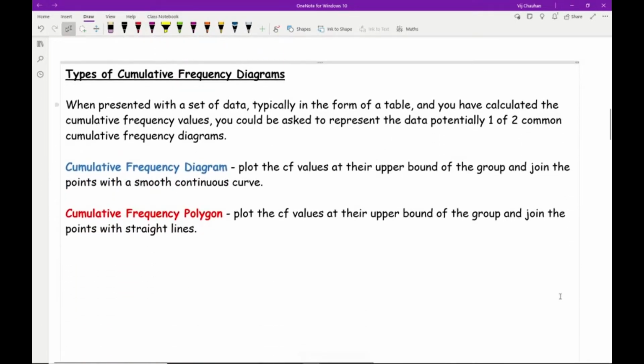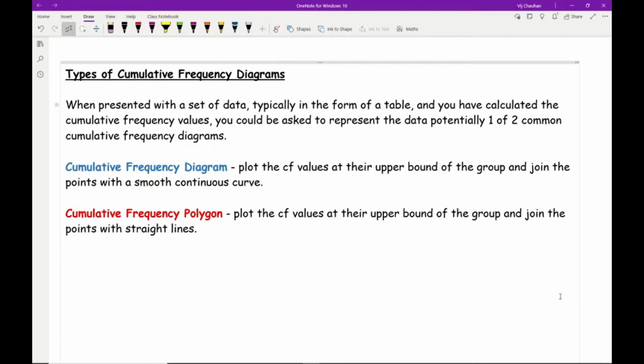Now before we do that, what we need to discuss is the types of cumulative frequency diagrams you could probably be presented with at the level that you're working with. When presented with a set of data, typically in the form of a table, and you've calculated the cumulative frequency values, you could be asked to represent the data potentially in one or two common cumulative frequency diagrams. The first one, which is the most common, is a cumulative frequency diagram, hence no alteration in the name.